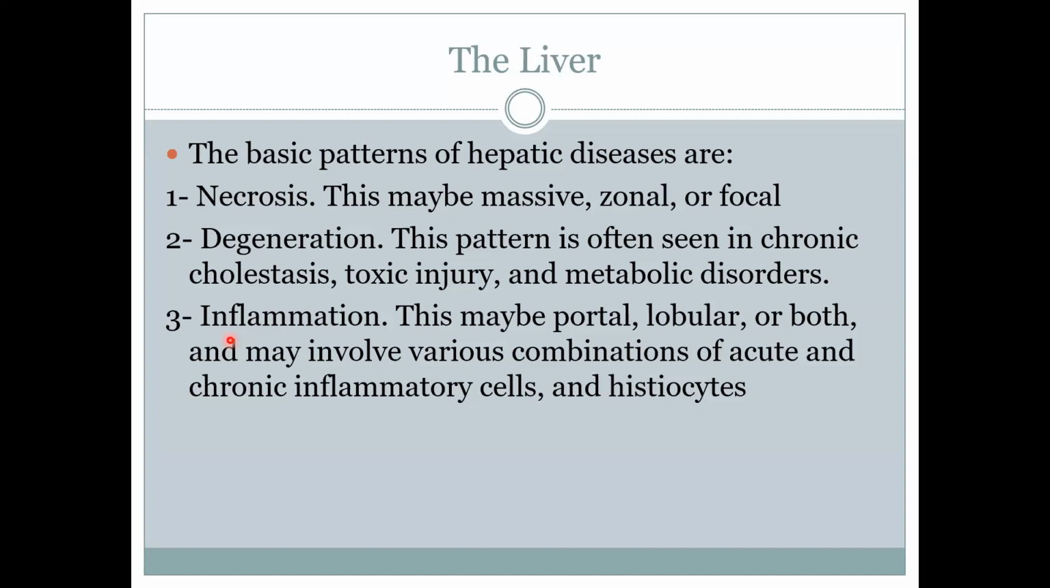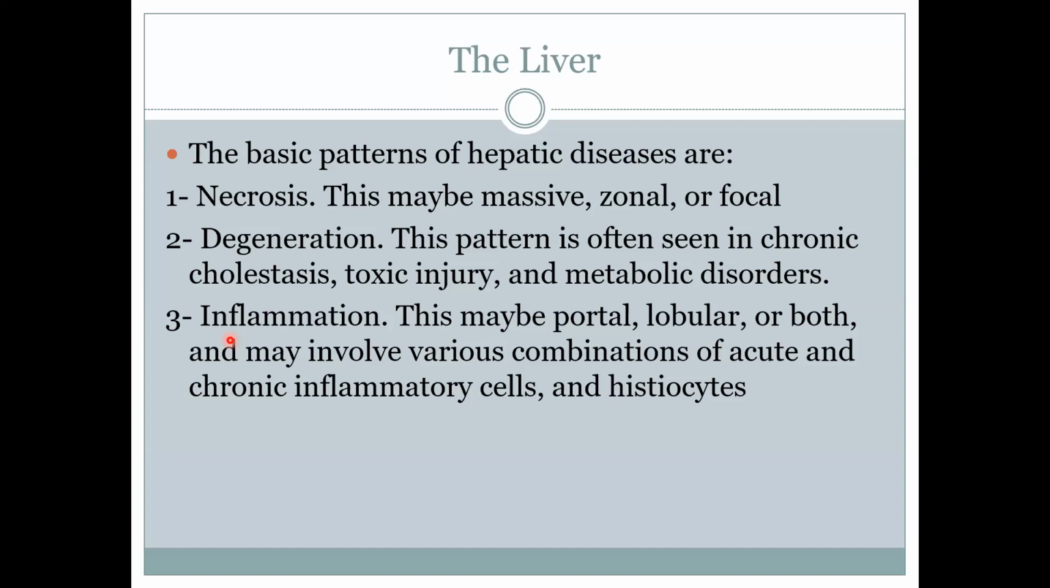Now, also, you will see that there are variable kinds of cells that are involved in the inflammation of the liver. And we know that neutrophils are cells that are seen in alcoholic hepatitis. Plasma cells are cells that are seen in hepatitis A.